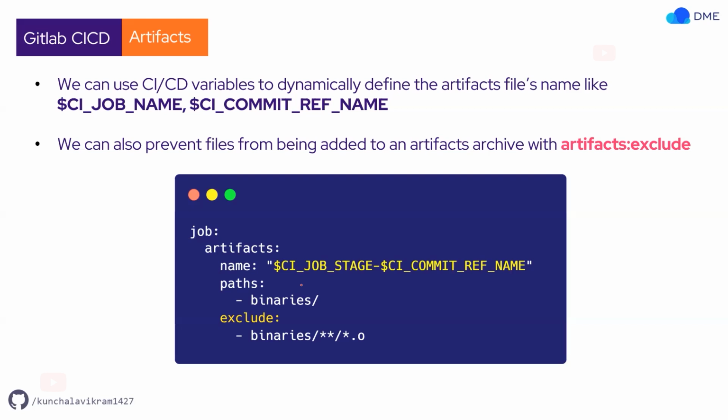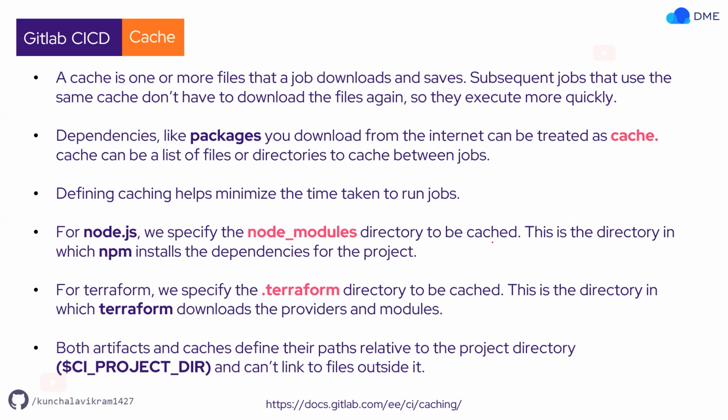Let's say I want another dynamic name, then I can say CI job name, or else CI pipeline ID hyphen job ID also I can do. Those are all the things that you can configure.